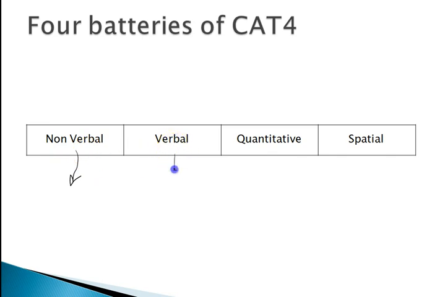The verbal shows how proficient the student is in the English language. The quantitative is about numbers, so it shows how well the student can play with numbers and use numbers easily. And the spatial asks questions that show the student's ability to think in a 3-dimensional perspective and to think outside of the box.